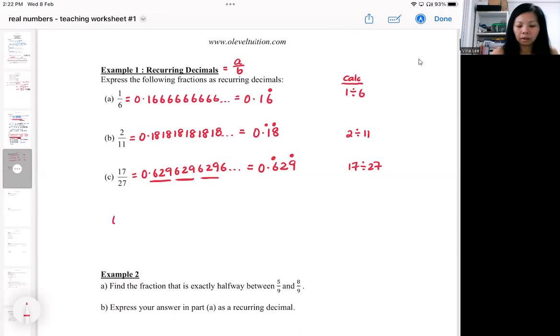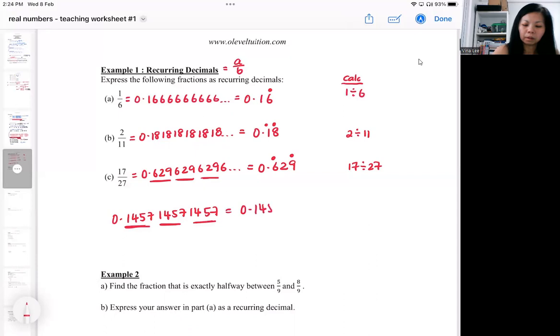So let's say I got something like 1457. The repeating block is 1457. This block is the repeating block. You also put 2 dots, on the first and the last. We will not dot the 4, we will not dot the 3. So we are limited to 2 dots.